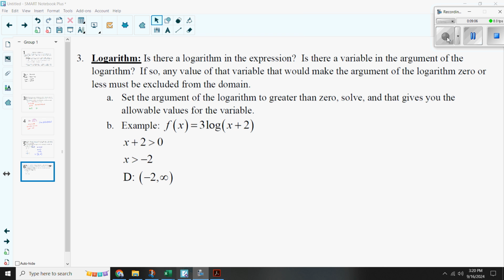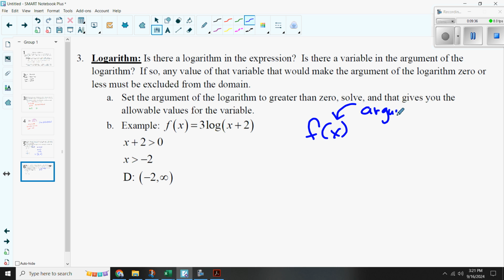The third test is whether there is a logarithm in the expression that we're trying to find the domain for. And is there a variable in the argument of the logarithm? And just to get our terminology straight, if I have f of x, the input value that's in the parentheses is called the argument of the function, A-R-G-U-M-E-N-T. So logarithm is a function, and it always has some kind of an argument.